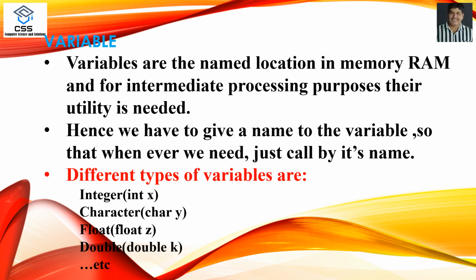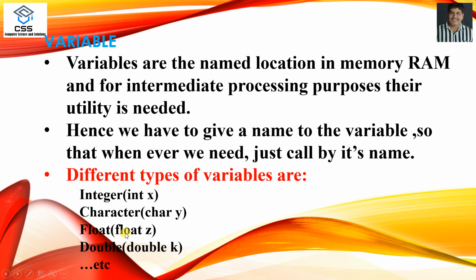Once we declare the variable, we have to give a name so that we can reuse it many times till the program exists. Different types of variables means whatever the data types are, that many types of variables are there. If you want to declare a variable as integer, the data type is integer. If you want to declare a variable as a character, then the data type is character.